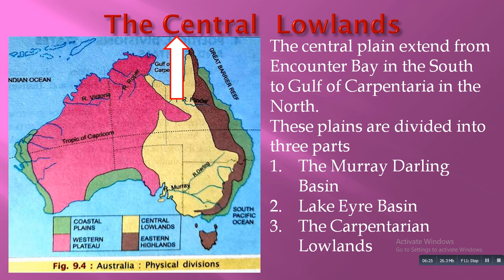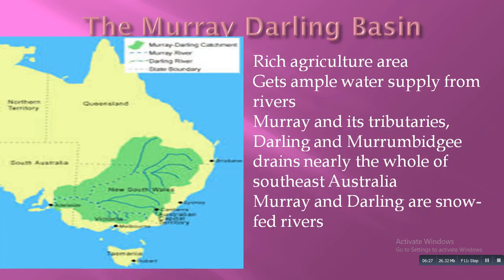The Murray-Darling Basin is a rich agricultural area. It gets its ample water supply from the river Murray together with its tributaries Darling and Murrumbidgee, which drain nearly the whole of southeast Australia. The rivers Darling and Murray are snow-fed rivers originating from the southern Alps. A picture is also given here, showing exactly where the Murray-Darling Basin is located, the southeast side of Australia.